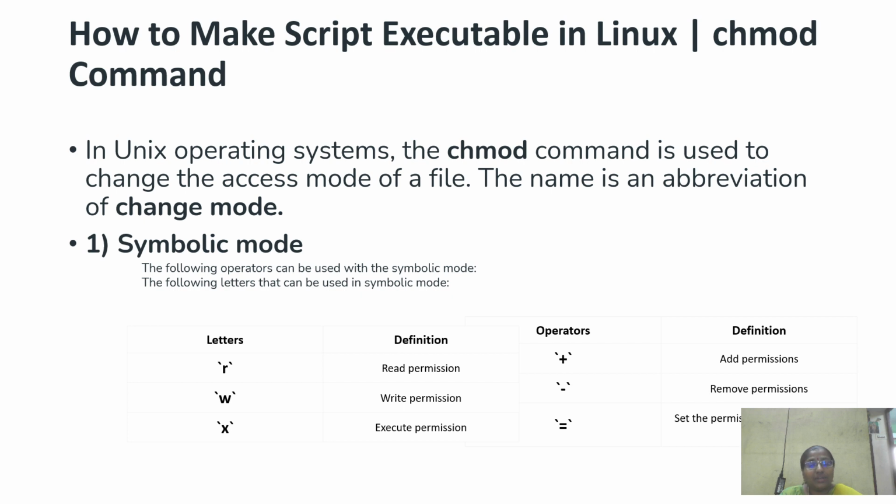There are two ways to change the access mode of your file. One is symbolic mode, and the other is octal mode. In symbolic mode, you use letters and operators. For example, to make the file readable by all people, you can use r plus. To remove the read permission, use r minus. To make it executable, you use x. Minus means remove the permission. Equal to means set the permissions to the specified values.